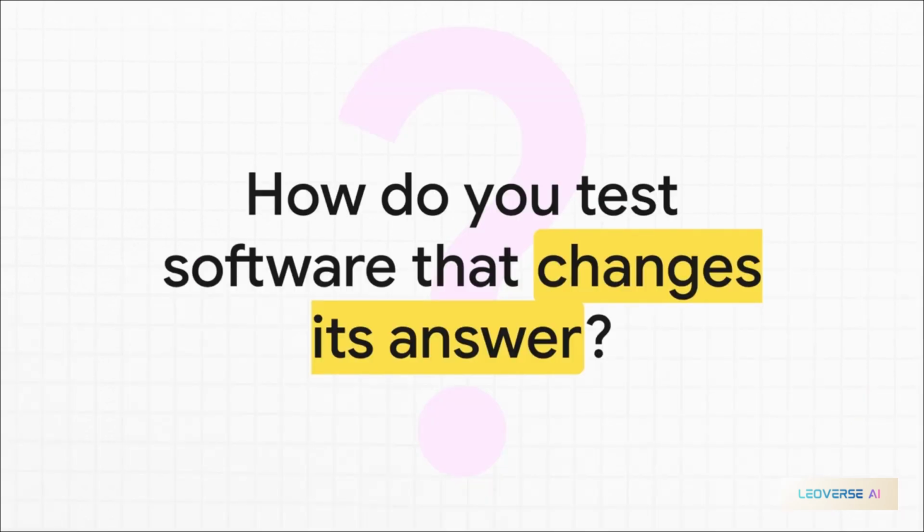Let's kick things off with a slightly provocative question to frame our core problem. How exactly do you test software that changes its answer every single time? Traditional software is deterministic, right? It gives the exact same output for the same input every single time. But large language models, they're probabilistic. They operate on probabilities, which makes them inherently unpredictable.